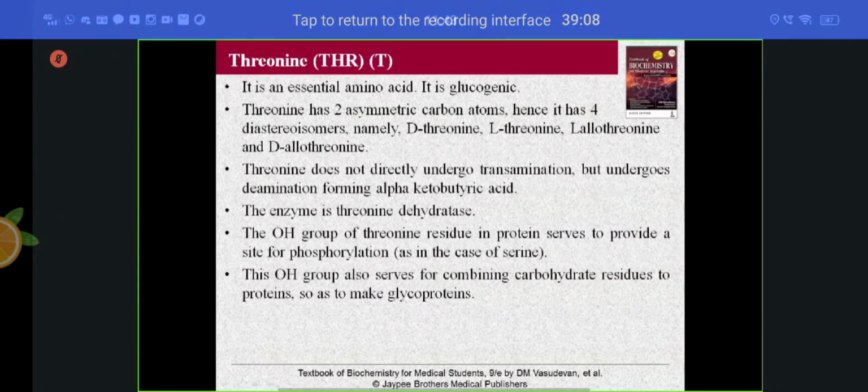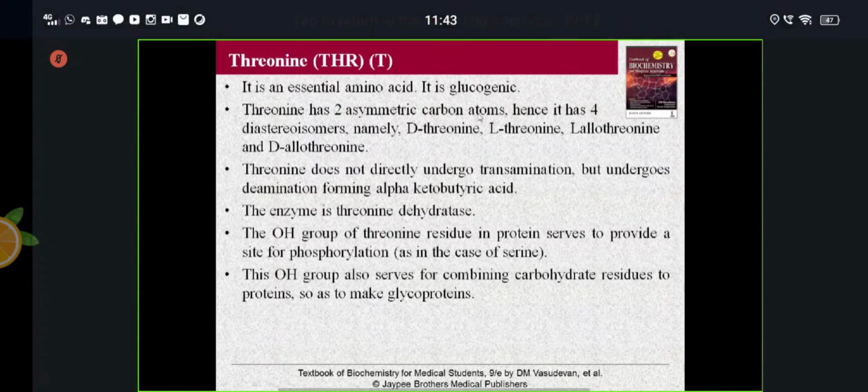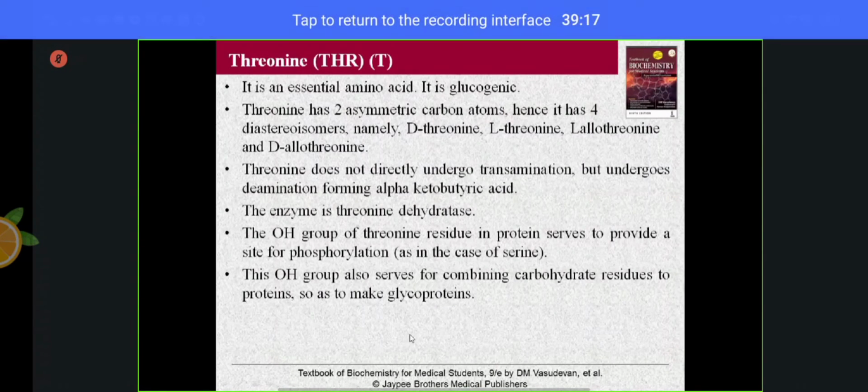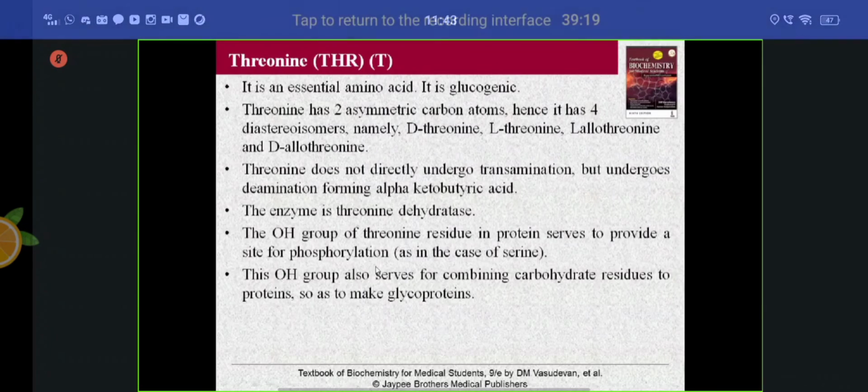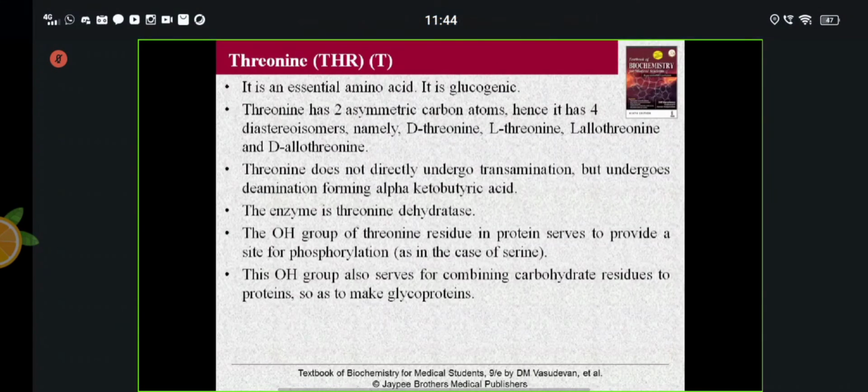Coming to threonine, it's an essential amino acid and glucogenic. It is mostly not expected in the exam. Fine. Threonine, just for knowledge, is a glucogenic amino acid.